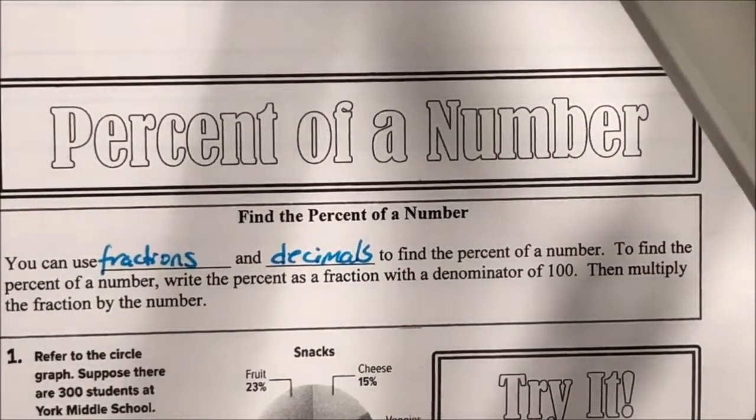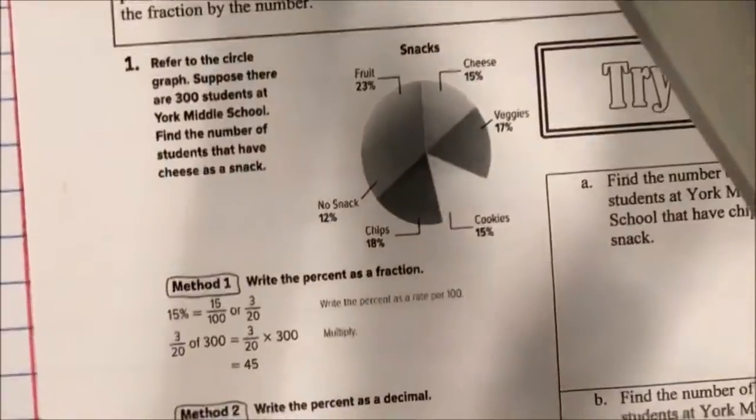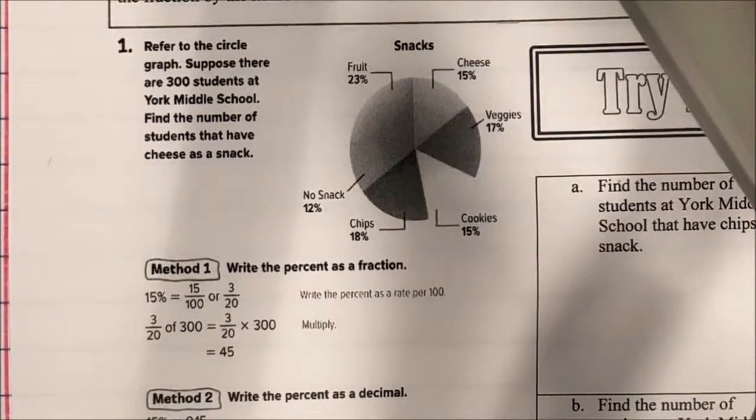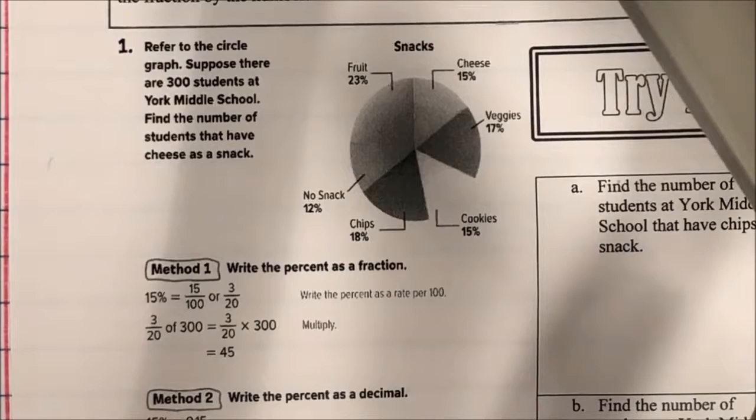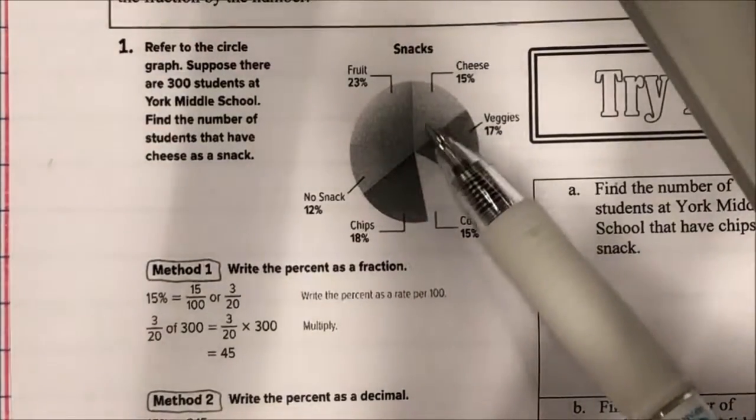To find the percent of a number, I write the percent as a fraction with a denominator of 100, then multiply the fraction by a number. Let's look at example number 1. Refer to the circle graph. Suppose there are 300 students at York Middle School. Find the number of students that have cheese as a snack. Here's cheese. It's 15%.